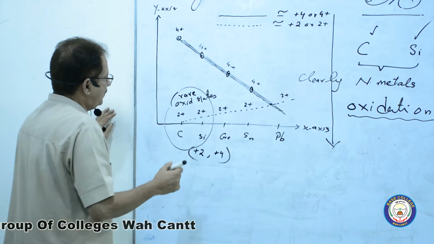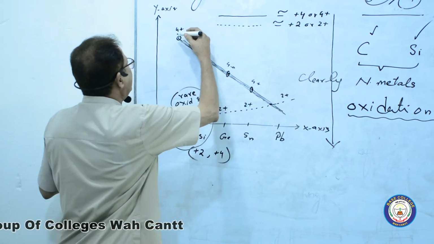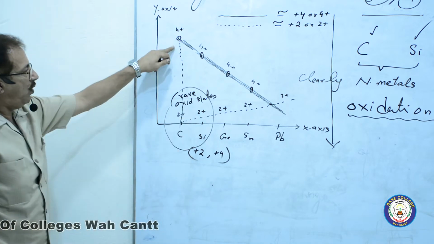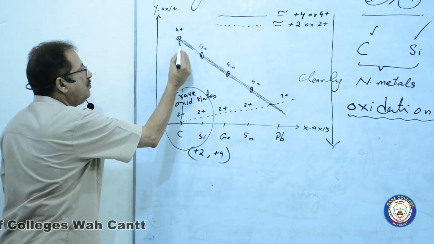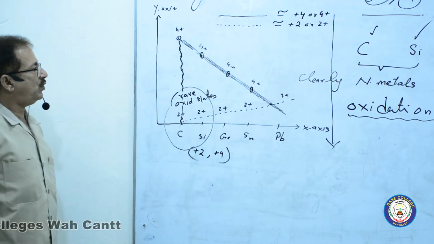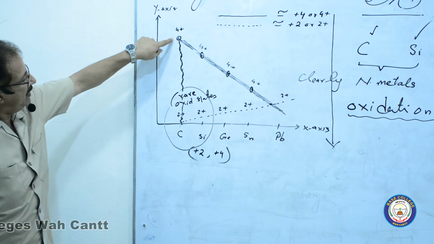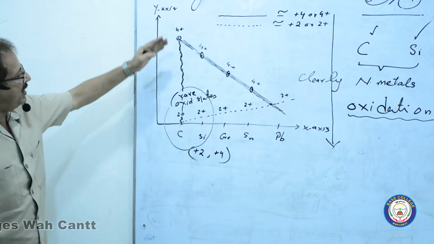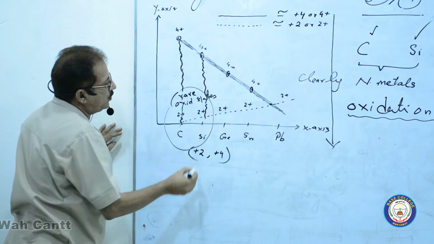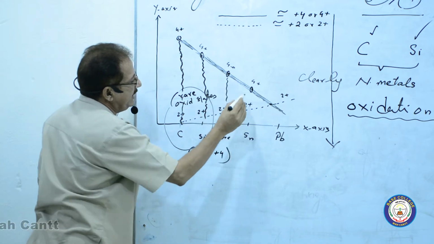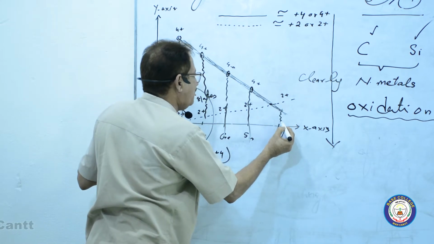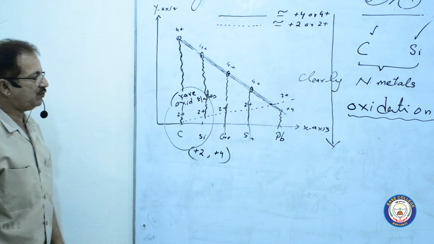Now, the carbon has this 4 oxidation state. I am right now making a zigzag so that you should not consider it plus 4 or plus 2. This is the line for the oxidation state of carbon, that is 4. Now this one is for silicon, this one is for germanium, this one for tin, and this one for lead.